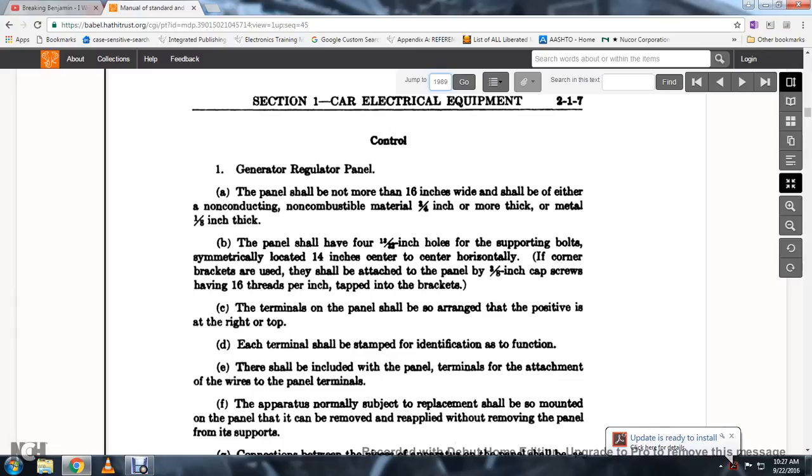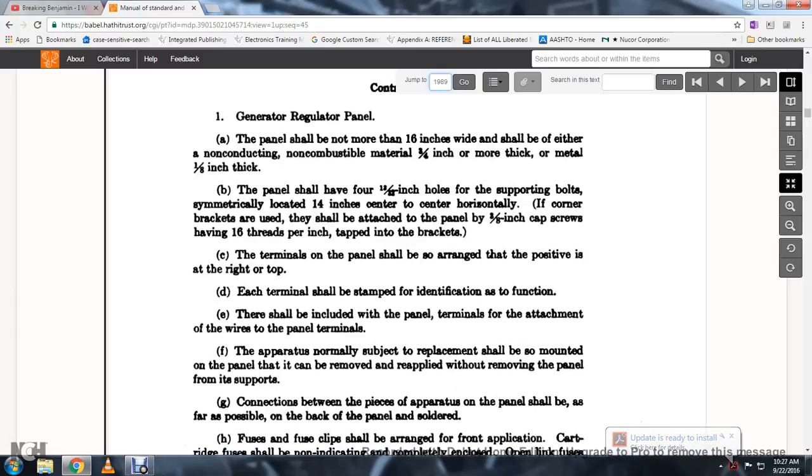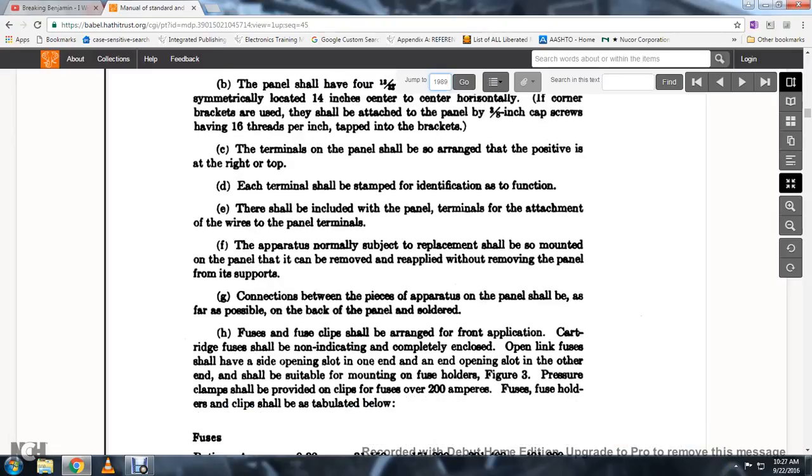F. The apparatus normally subjected to replacement shall be mounted on the panel so that it can be removed and reapplied without removing the panel from its support. G. The connections between the pieces of the apparatus and the panel should be, as far as possible, on the back of the panel and soldered. Fuse and fuse clips shall be arranged on the front of the panel.